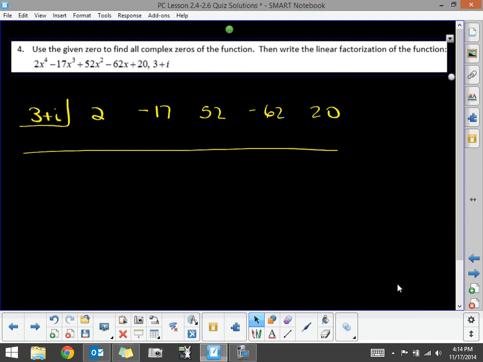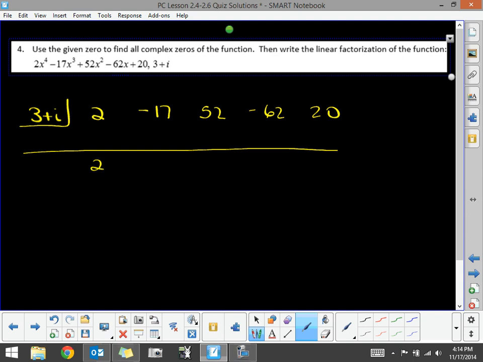Question 4 asks you to use the given zero to find all complex zeros of the function, and then write the linear factorization of the function. So I gave you that 3 plus i is a zero, and because it's a zero, we can use synthetic division to run through and find a remainder of 0 and decrease it from a 4th degree to a 3rd degree.